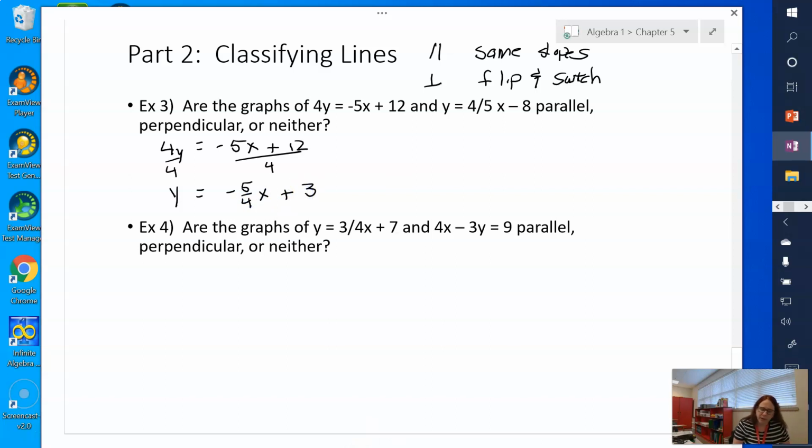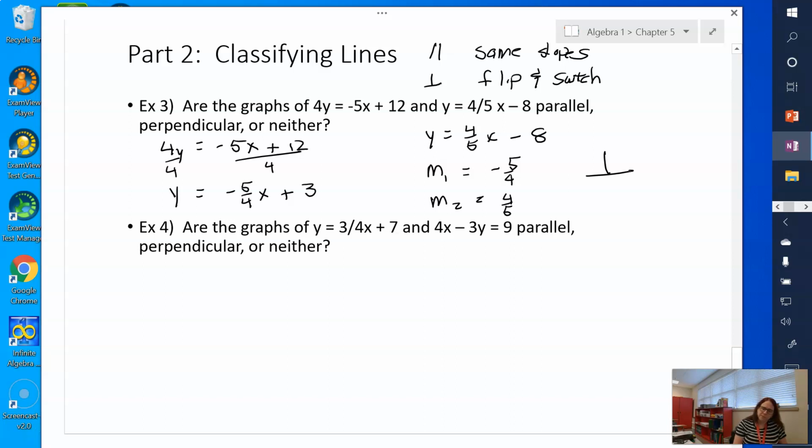All right, let's look at our other equation. We have y equals 4/5 x minus 8. Now I have both equations set so I can look at their slopes. The slope for my first equation, I'm going to call m sub 1, is negative 5/4. The slope for my second equation, I'll call m sub 2, is 4/5. I've got to flip and switch. Do you see how if I take that 5/4 and flip it over, I get 4/5? And you see how one is negative and one is positive? That's a flip and switch. So this is perpendicular.